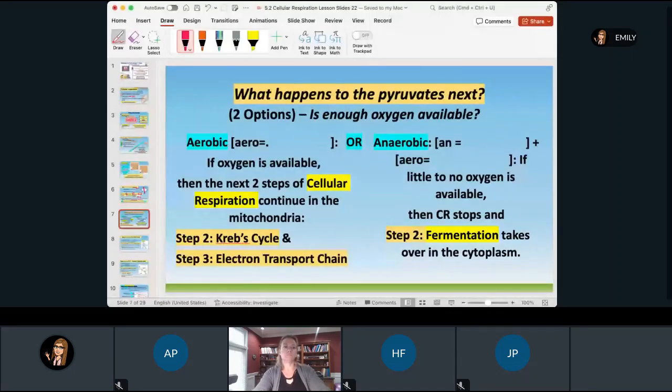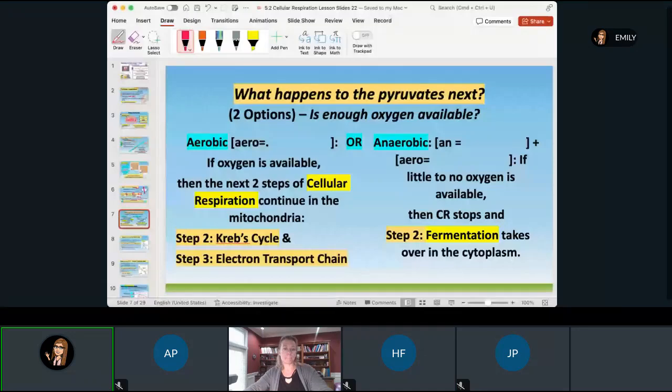So once we go through glycolysis and we have those 2 pyruvates, what happens to them next? Because pyruvates are not a lot of ATP. We can't use those. Those are like a partial paycheck. So how do I get from pyruvate to a lot of ATP? Well, it depends. Is there oxygen or not?